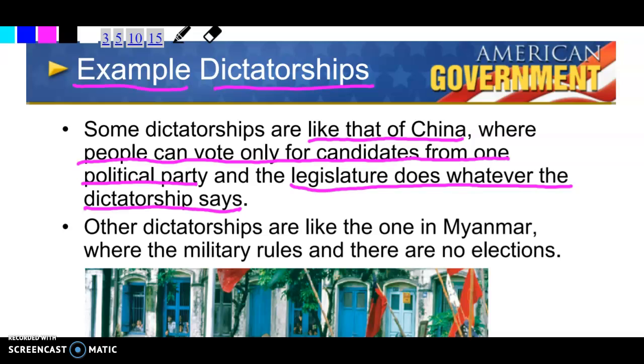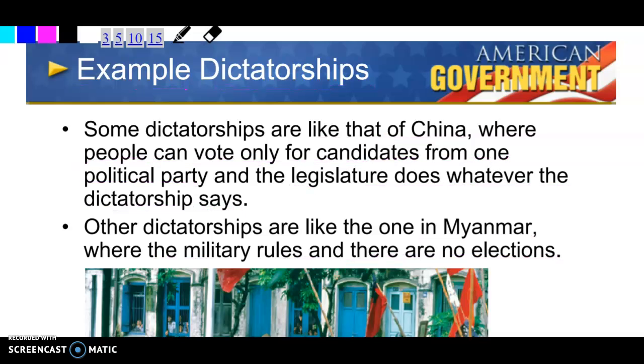Another dictatorship is like the one in Myanmar, where the military rules. So in Myanmar, the military rules and there are no elections. The military is in charge of the government.